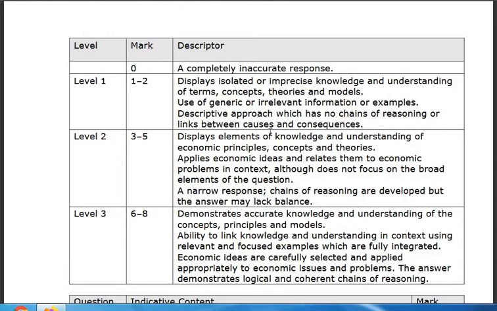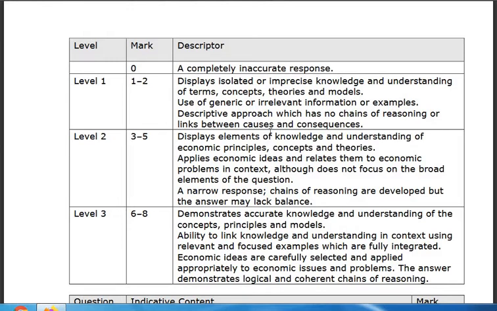Okay, level 2, so a little bit better, displays elements of knowledge rather than isolated knowledge, so you know a little bit more. So you know something about economic principles, concepts and theories that you've been taught, but maybe your knowledge is still a little bit woolly, it's not crystal clear. You've done some application, but you've not really focused on the broad elements of the question, or not fully focused on it. A narrow response. In this case, they asked you to come up with 2 themes. Maybe you only came up with 1. If you do that, you're going to be trapped in level 2 and capped at 5 out of 8.